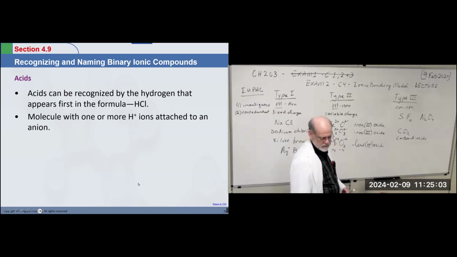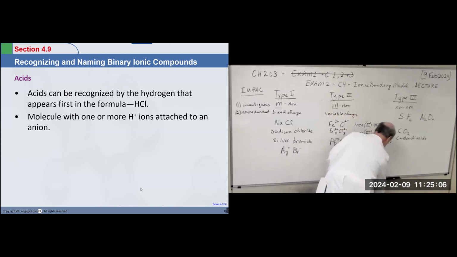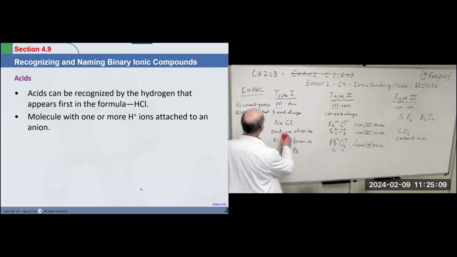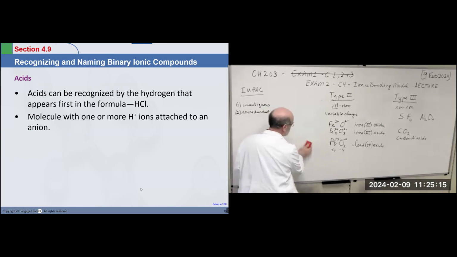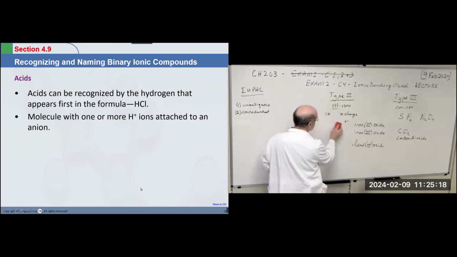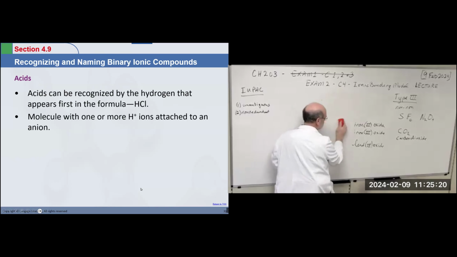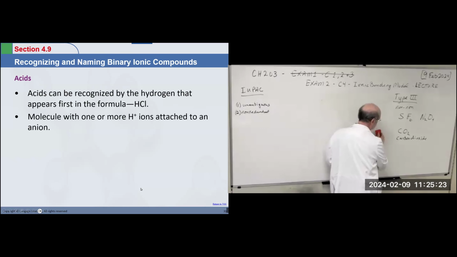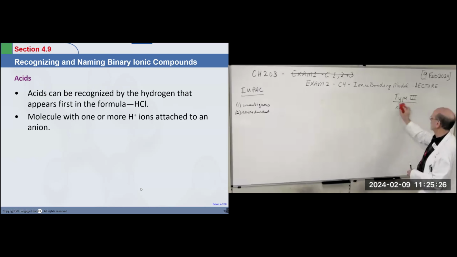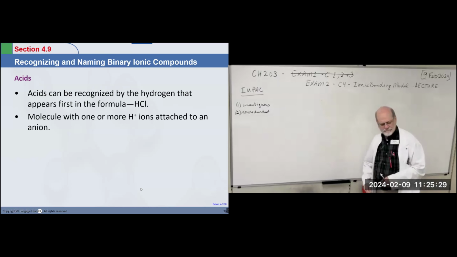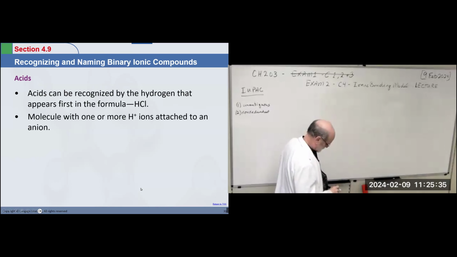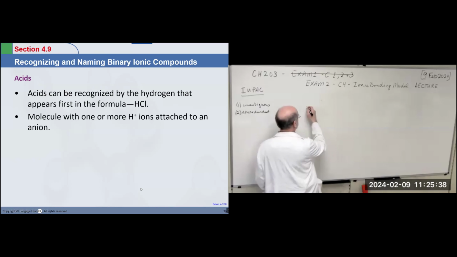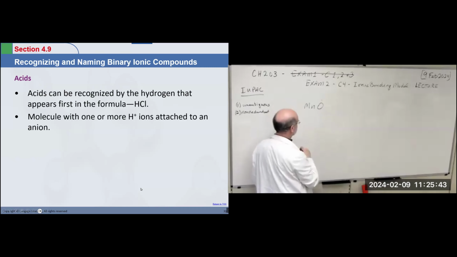Now we want to throw another wrench in the gears and learn how to name acids. When this IUPAC committee had to deal with naming conventions, actually, let me give you an example.